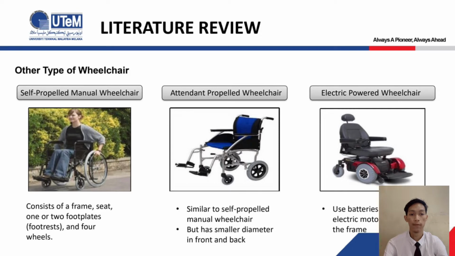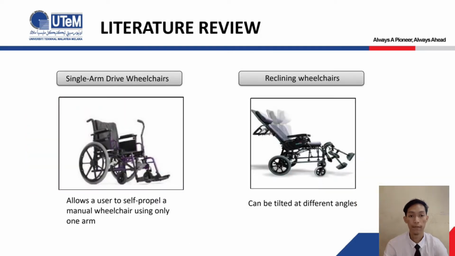Second, we have the attendant-propelled wheelchair that is similar to the self-propelled manual wheelchair but has a smaller diameter in front and back. Third, we have the electric power wheelchair that uses a battery and electric motor in the frame. Then we have the single arm drive wheelchair that allows a user to self-propel a manual wheelchair using only one arm. And lastly, we have the reclining wheelchair that can be tilted at different angles.